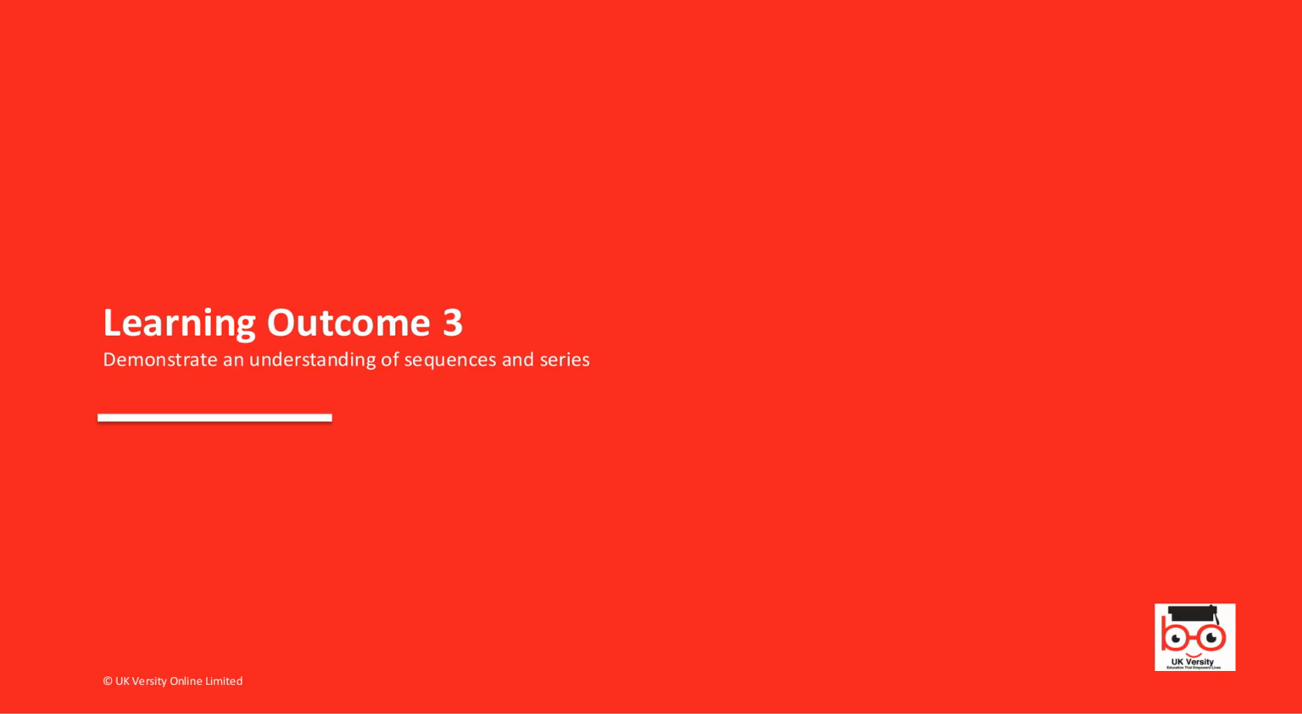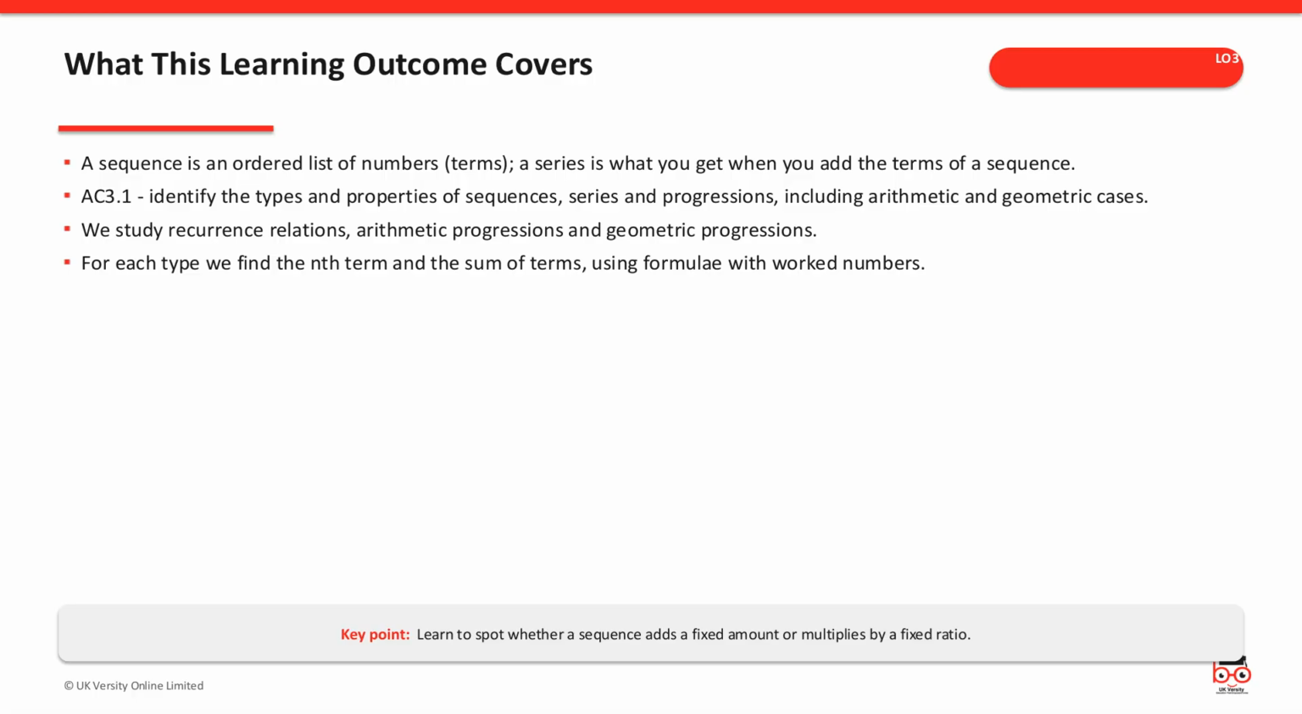Welcome to the third outcome, all about sequences and series, the patterns that sit behind so much of computing and finance. Once you can spot how a list of numbers is built, predicting any term becomes straightforward. A sequence is simply an ordered list of numbers, and a series is what you get when you add those numbers up. In this outcome, we look at recurrence relations, arithmetic progressions, and geometric progressions. And for each, we find both the nth term and the sum of the terms.